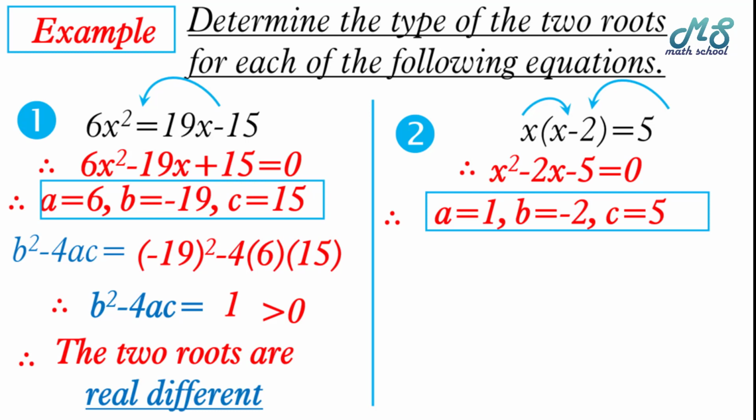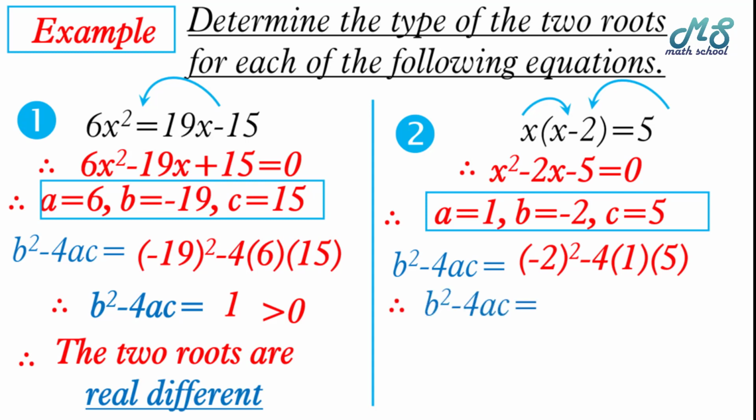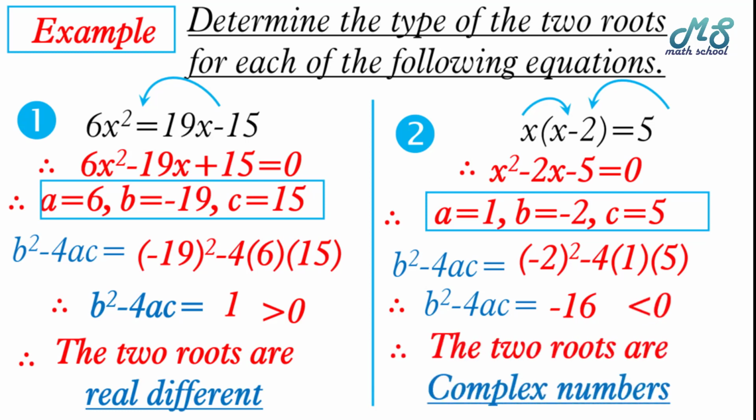Now find the value of the expression b squared minus 4ac, which is a discriminant. Now it will be negative 2 squared minus 4 times 1 times negative 5. Negative 2 squared, it will be 4, guys. Minus 20, it will be 4 minus 20 equals negative 16. Negative 16, it will be less than 0. So the two roots are complex numbers.